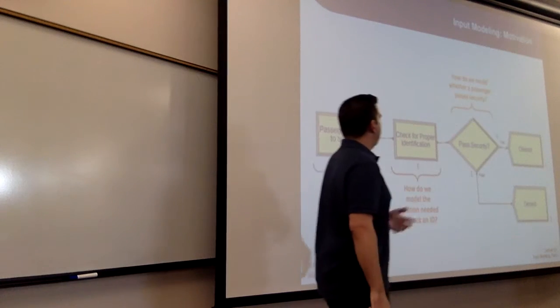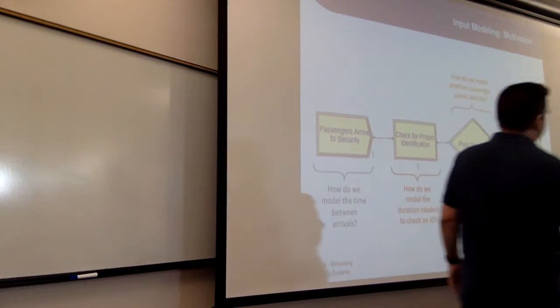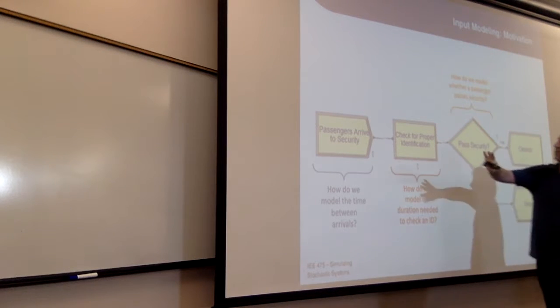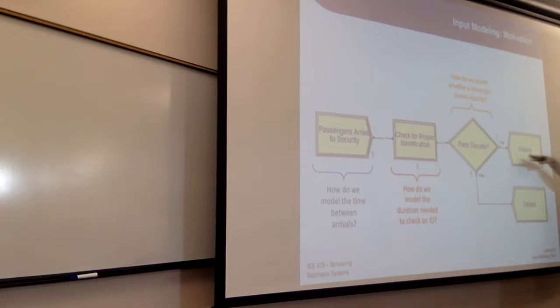All right, so, moving forward, input modeling. Imagine you've got an Arena model like this one. This is a really, really simple model of an airport screening process. So we've got passengers that arrive, their identification gets checked, they might pass security, or they might get denied. And so we have all these questions that we can build this. This is easy. You just drag these blocks in.